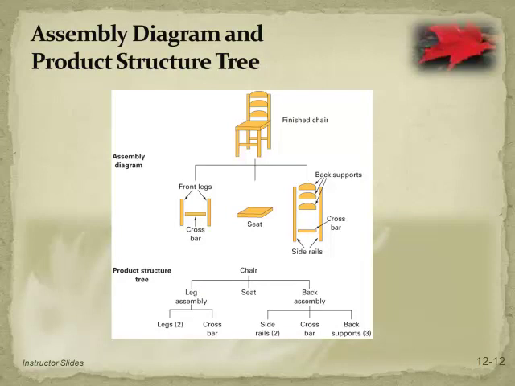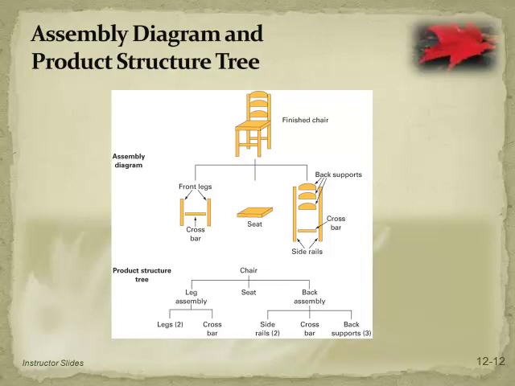The finished product in this case is a chair. So the chair consists of a seat. It consists of kind of a back, which has some back supports and some crossbars and some side rails. It also consists of the front legs, which has two front legs, and it also has another crossbar that goes across those front legs. And then below that is the graphical view of the product structure tree, or the Christmas tree.